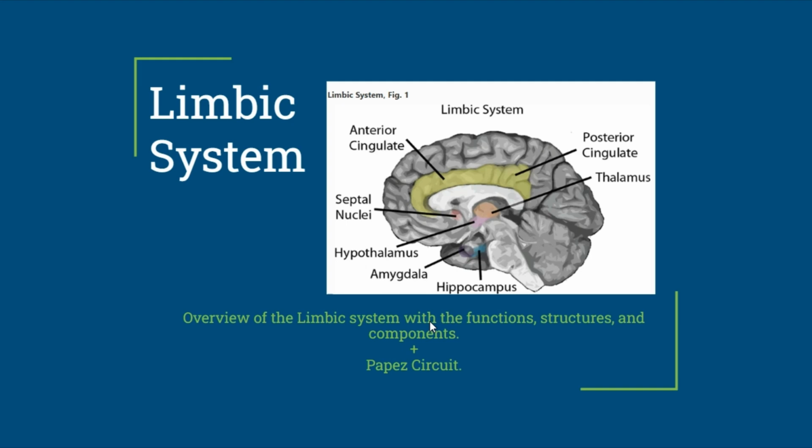Everyone, welcome again. In this new chapter today, Neuroanatomy, we are going to discuss the limbic system. The limbic system is very important in making new memories, especially based on olfaction, or the sense of smell. In this lecture, we're going to have an overview of the limbic system with its functions, structures, and components.